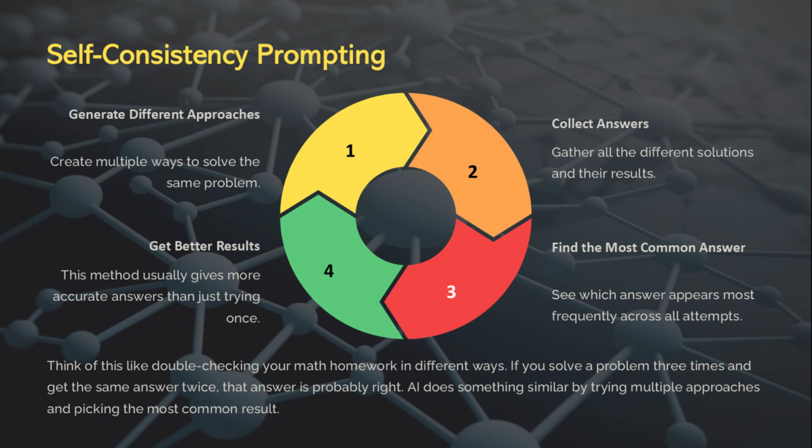The key benefits are that it generates different approaches to solve the same problem, collects all the answers and results, and finds the most common answer, which usually gives more accurate results than just trying once. Think of it like double-checking your math homework in different ways. If you get the same answer twice out of 3 tries, that answer is probably right. AI does something similar with this technique.